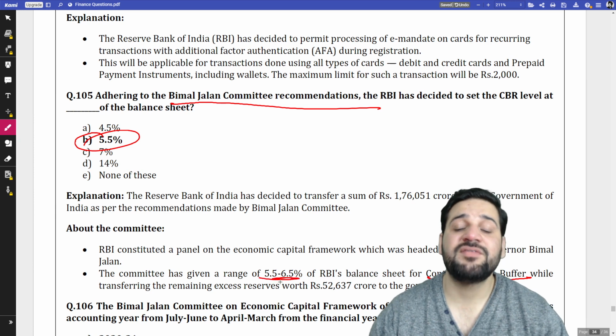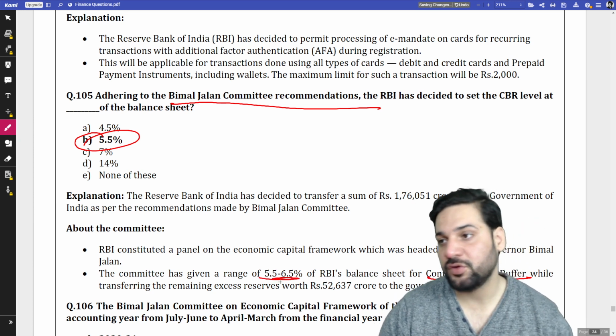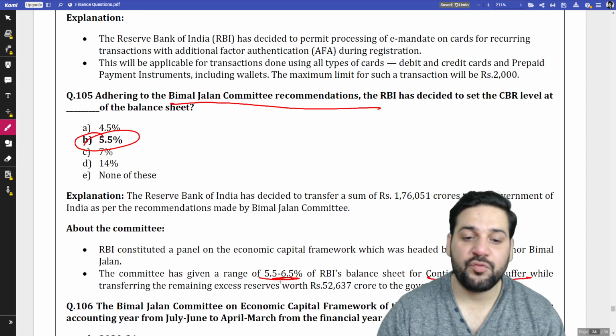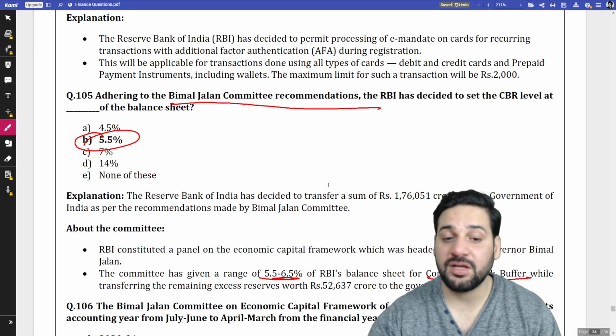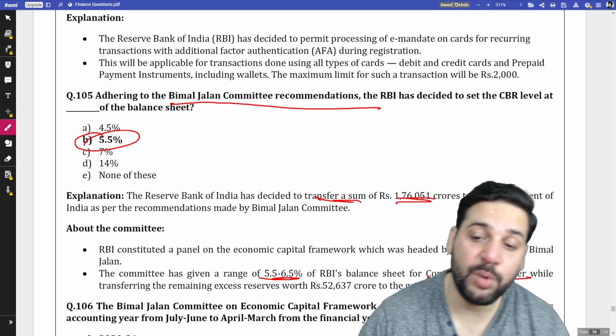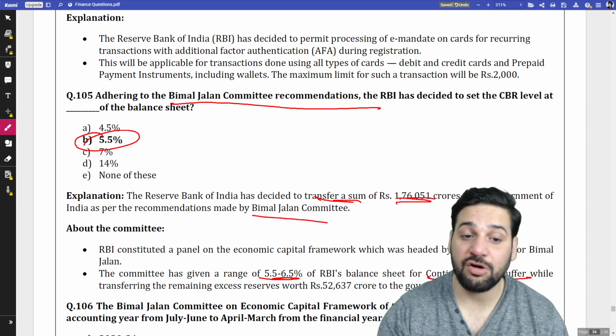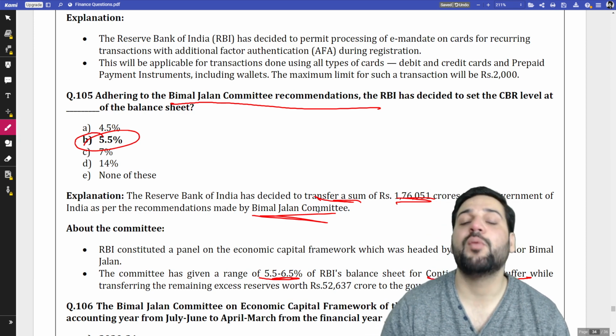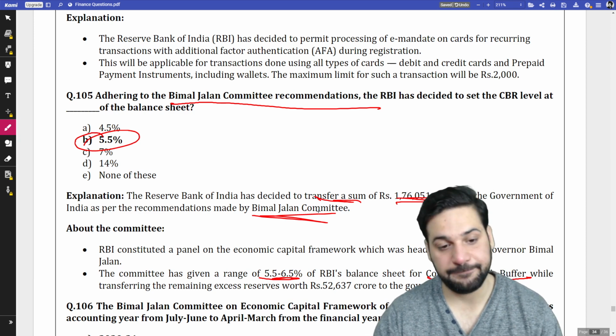Our range was given as 5.5 to 6.5, but obviously as the government was looking for more money, it was capped at 5.5%. That's why the RBI transferred a sum of 1,76,051 crores to the government of India. That was according to the recommendations made by the Bimal Jalan committee. He's the ex-governor of the Reserve Bank of India.